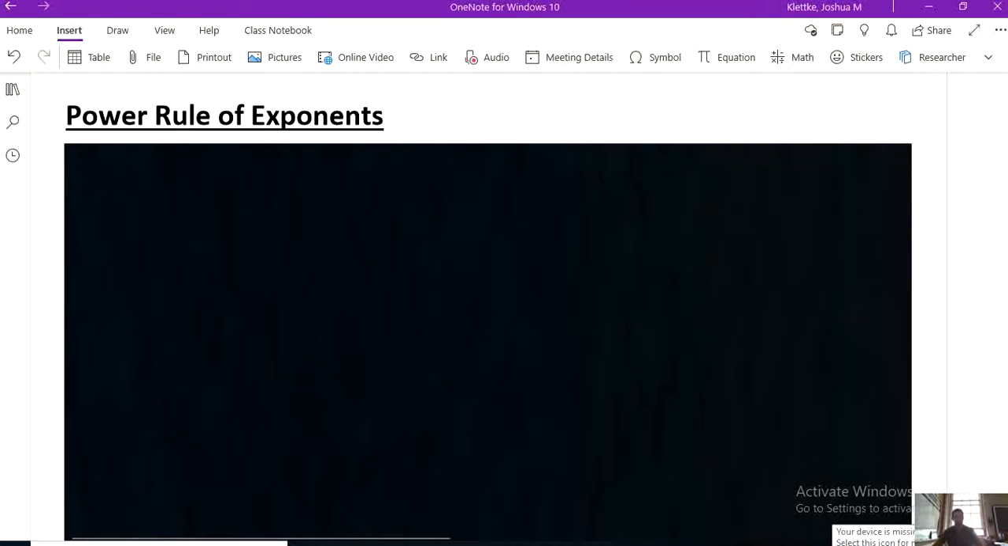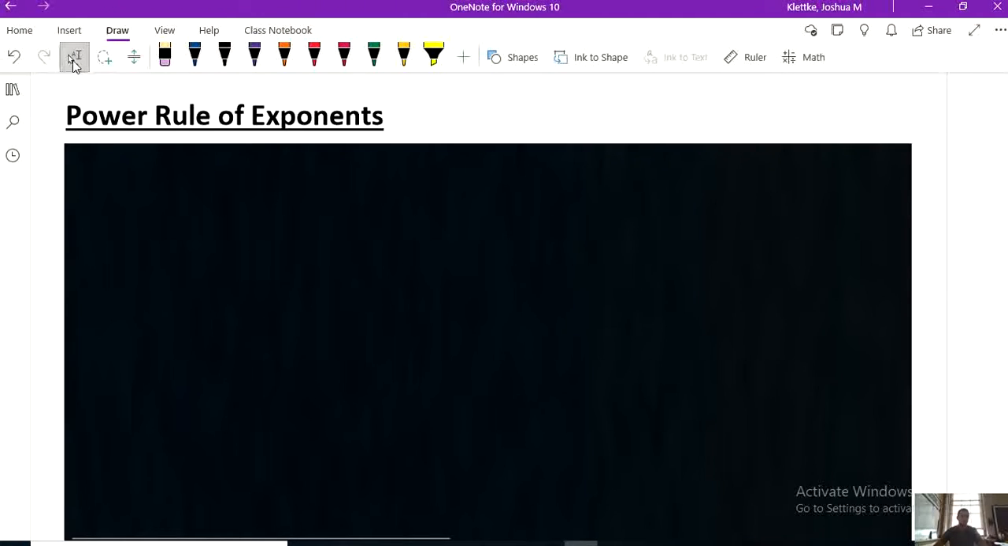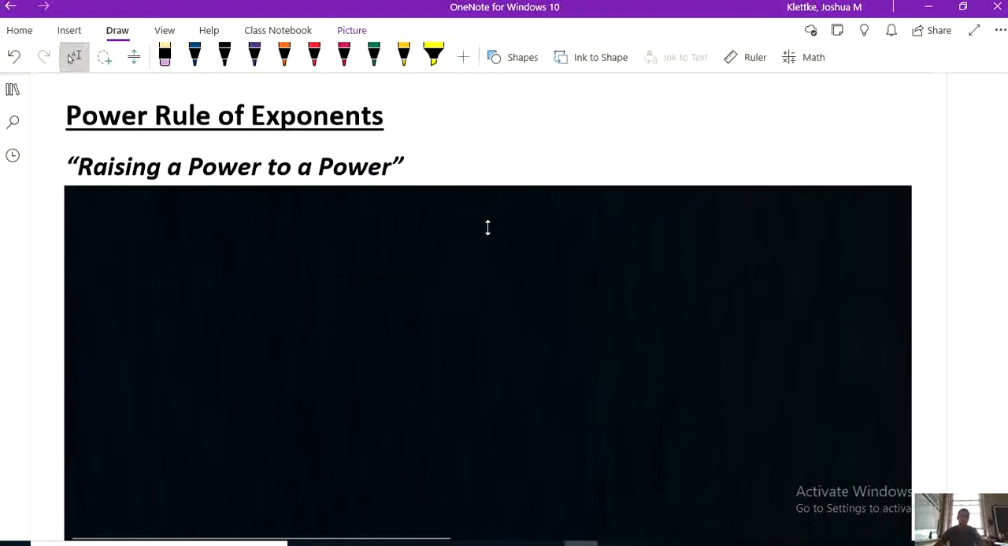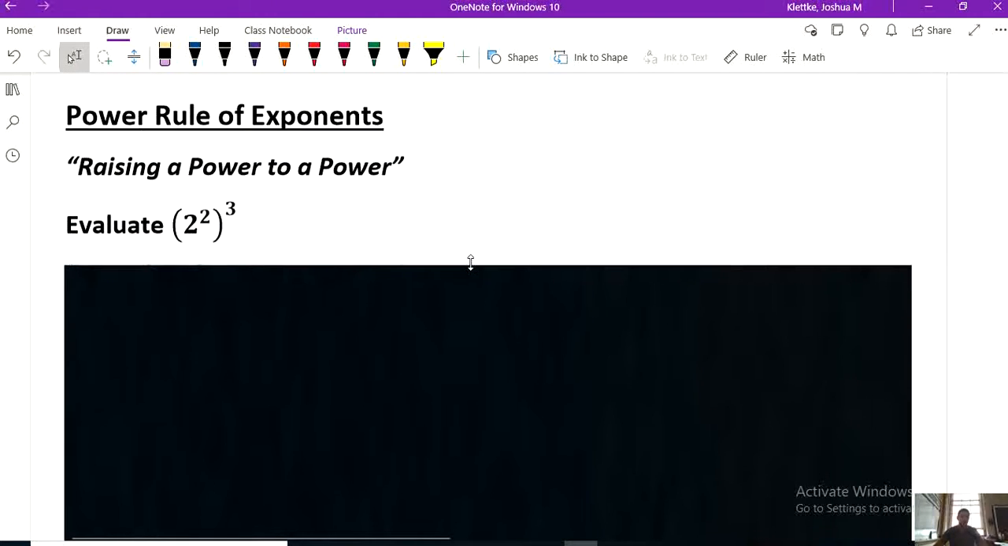Today we are talking about the power rule of exponents. So the first thing we should cover is what is the power rule? When does it apply? The power rule is going to be when we see a problem like this example, when we're raising a power to a power.